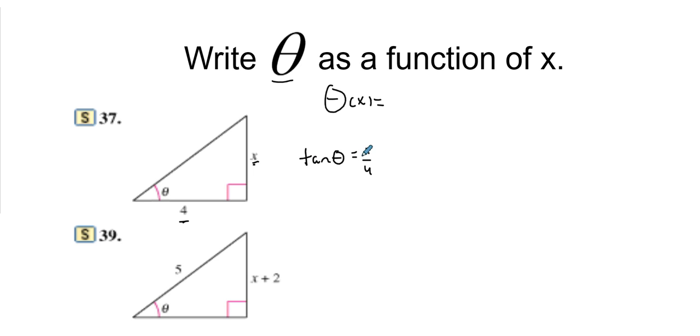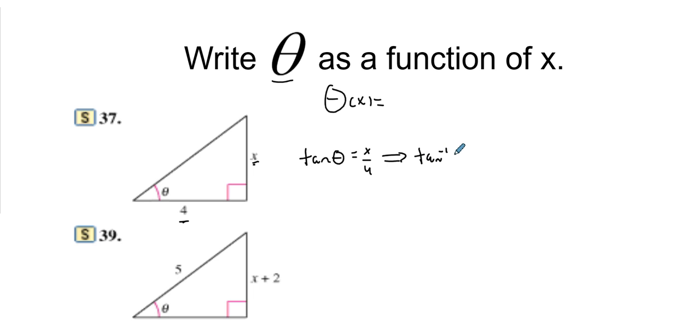terms of theta. However, what we're going to do is write this as the angle as a function of x. So from here, what we're going to do next is use our inverse trig. We're going to arctan both sides, or take the inverse tangent of both sides, because we want to get theta by itself.